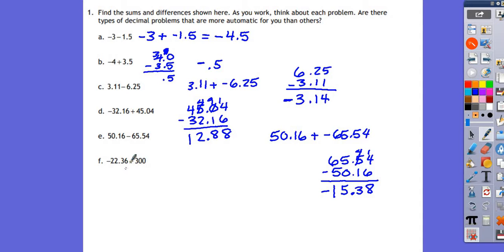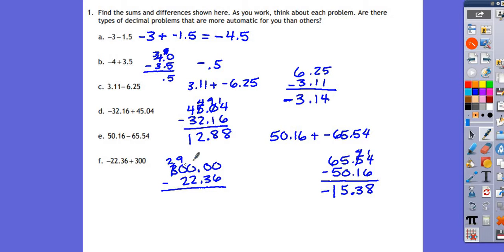And F. I have an addition problem, a negative and a positive. That's different signs. So I subtract. I'm going to do 300 minus 22.36. I need to fill this with some decimals. Subtract this. I got to do some borrowing.